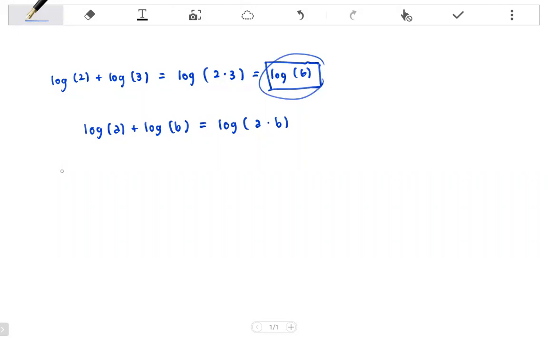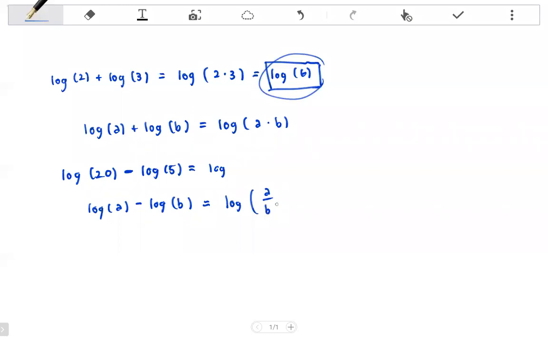Let's try another problem. Log 20 minus log 5. Is it log 100? Log 100, okay. Close, but this time we're subtracting. So when we're subtracting, the property tells us that log A minus log B is the same as log A over B. So this time we divide instead of multiply. So in this case, it would be 20 over 5, right? 20 over 5, which is the same thing as log of 4. So instead of multiplying, we divide because we're subtracting. But close. Let's try one more property.